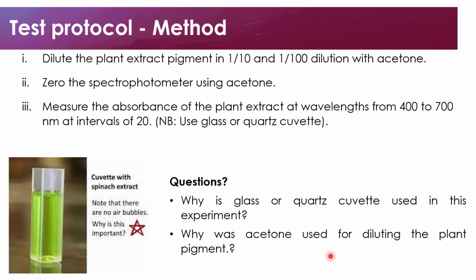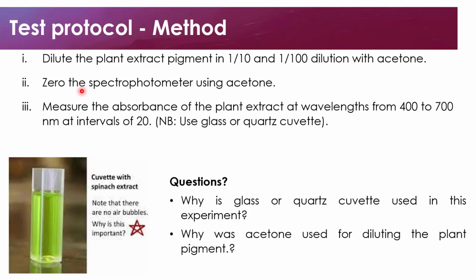1. Dilute the plant extract pigment in 1 in 10 and 1 in 100 with acetone. For us to prepare the 1 in 10 dilution, we pick 1 ml of our plant extract and add it to 9 ml of acetone. And for the 1 in 100 dilution, we pick 1 ml of the 1 in 10 dilution and add it to 9 ml of acetone.